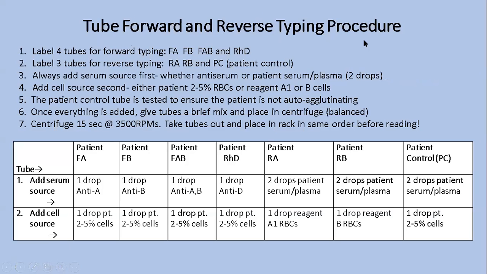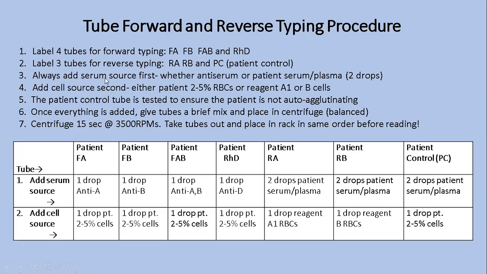And forward and reverse typing is just routinely done together. Okay. So we're going to label 4 tubes for our forward typing. We have forward A, forward B, forward AB, and our RhD tubes. And then we're going to label 3 tubes for our reverse typing, and we'd have our patient ID number on each one of these tubes. So for the reverse typing, we have reverse A, reverse B, and then we have something called the patient control. The patient control is basically run to make sure that the patient is not auto-agglutinating or agglutinating their own red cells, because if they are, it could affect any of these other tubes.